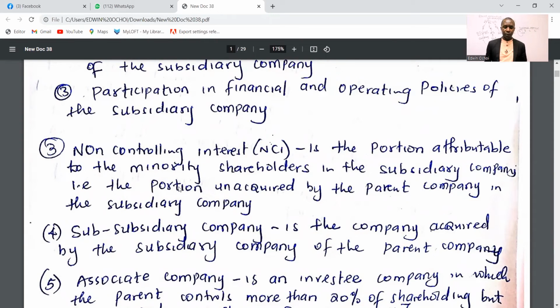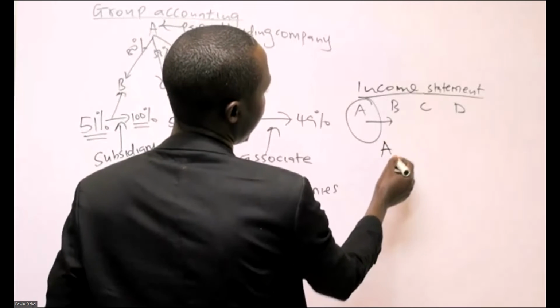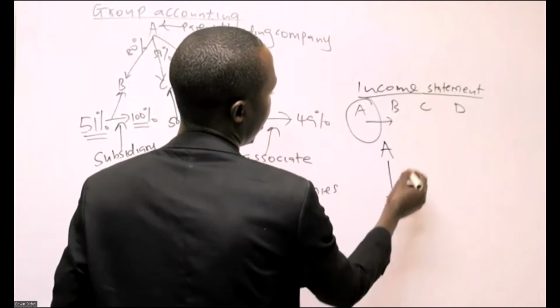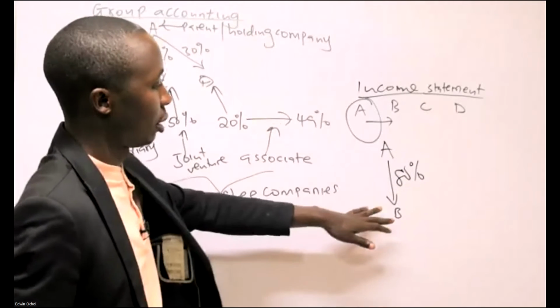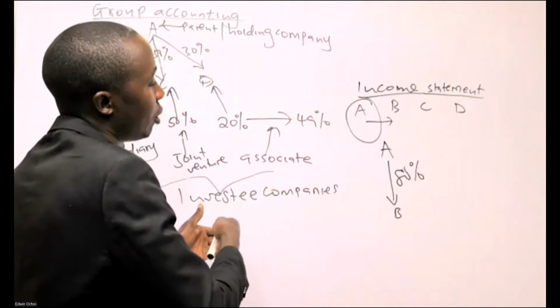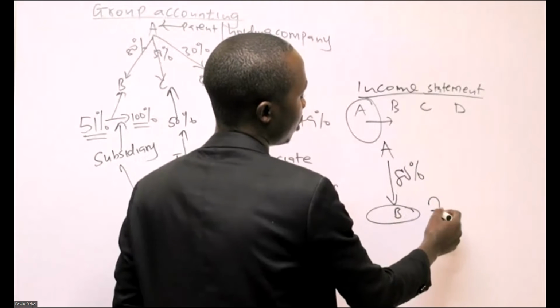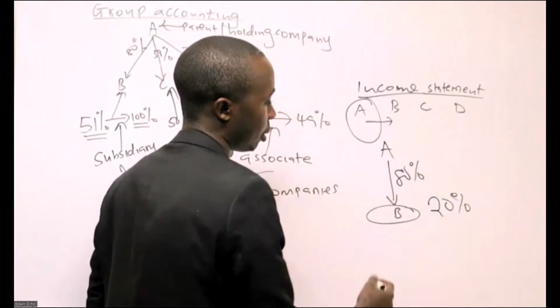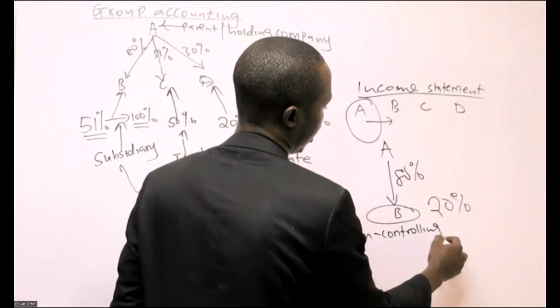So the next thing we have to talk about is non-controlling interest. A non-controlling interest is whereby, let's say, for example, we have A acquiring B up to 80%. I've already explained that B is our subsidiary, because this percentage lies between 51 and 100. So the percentage which is unacquired in B is 20%, and that 20% is what we call non-controlling interest.